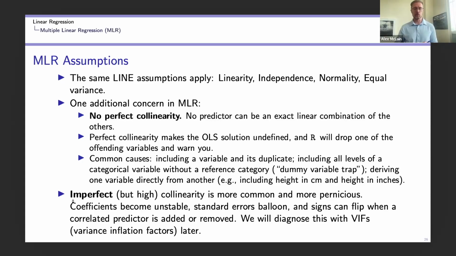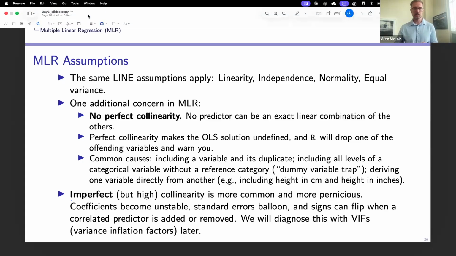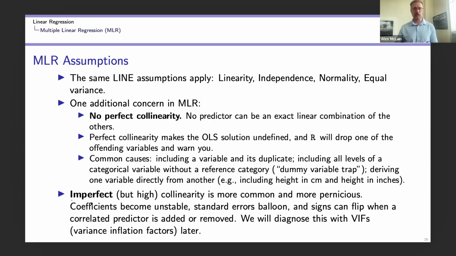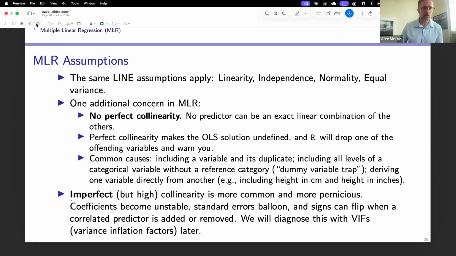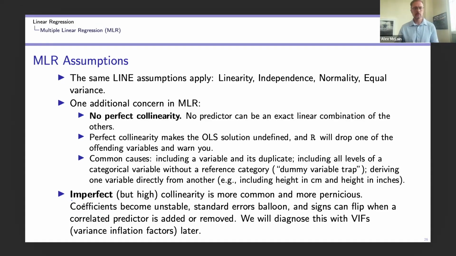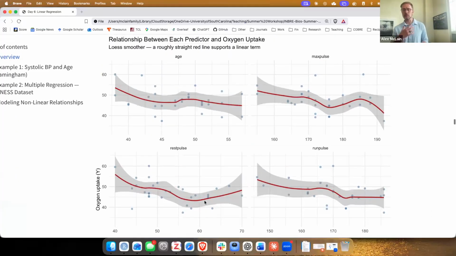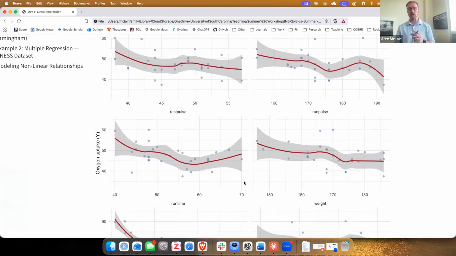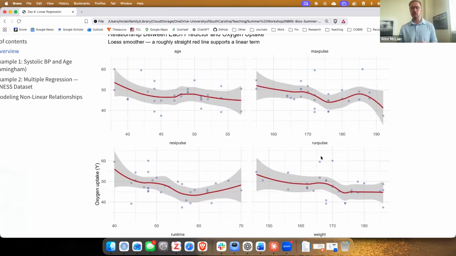More likely is imperfect collinearity. This is when we have some variables that are highly related to one another. This is more common and it's going to cause some issues. So here, this is something that could occur. The variables that I would think would be the most highly related to one another are max pulse and run pulse. So there's going to be a high correlation between those two.